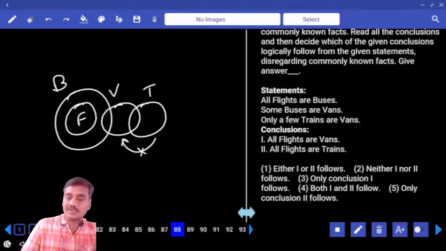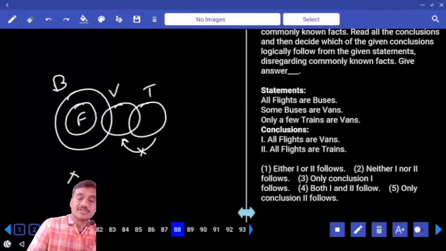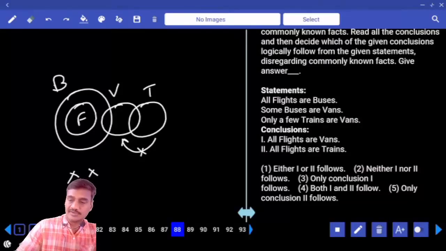Then first one, all flights are vans? No. All flights are trains? No. Hence what is your answer? Neither one nor two. Choice 2, question number 88.